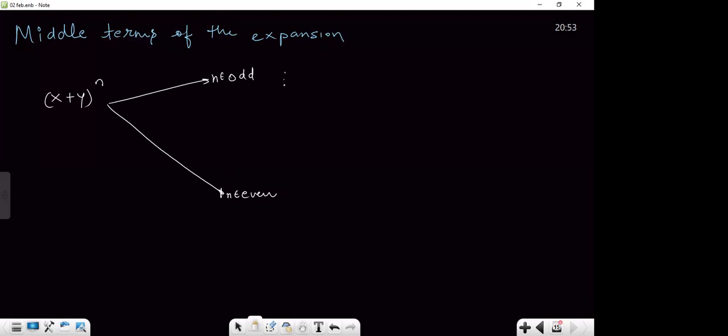If n is an odd natural number, then the total number of terms will be n plus 1, which is even. If n is even, then the total number of terms would be n plus 1, which is odd here.